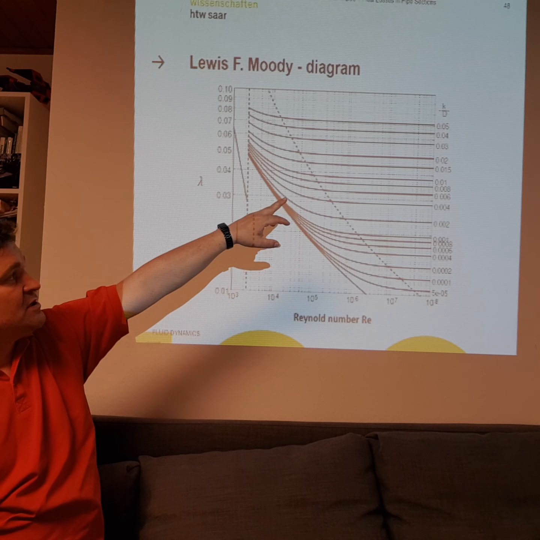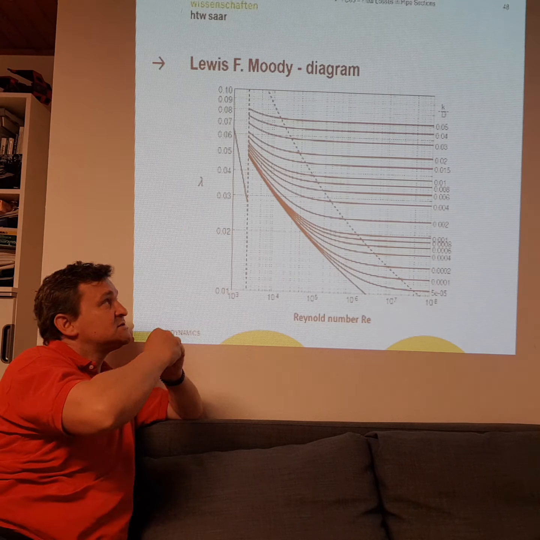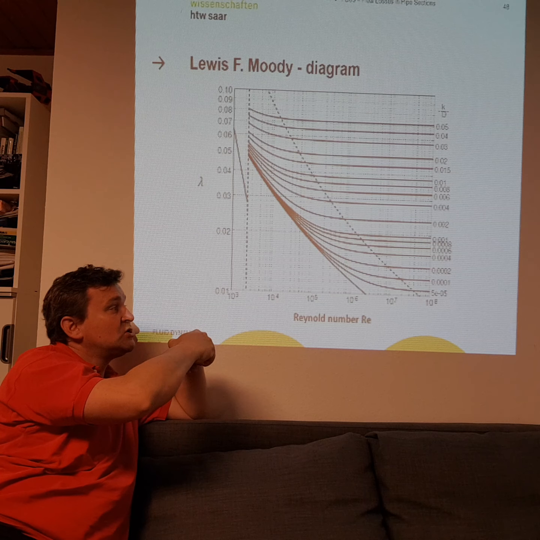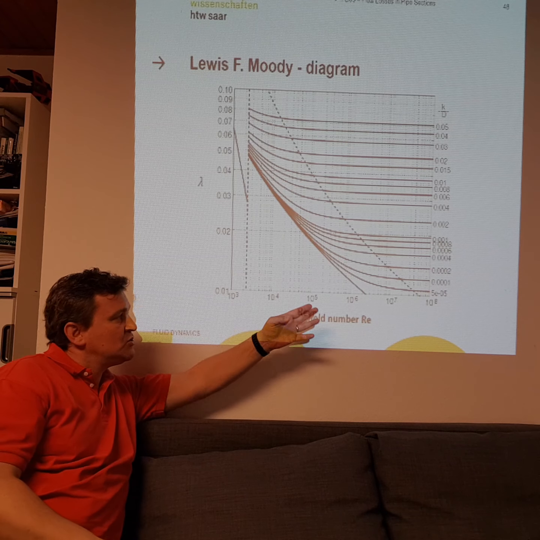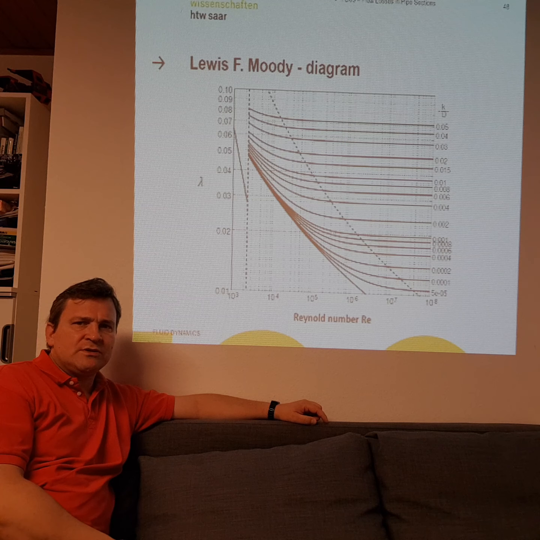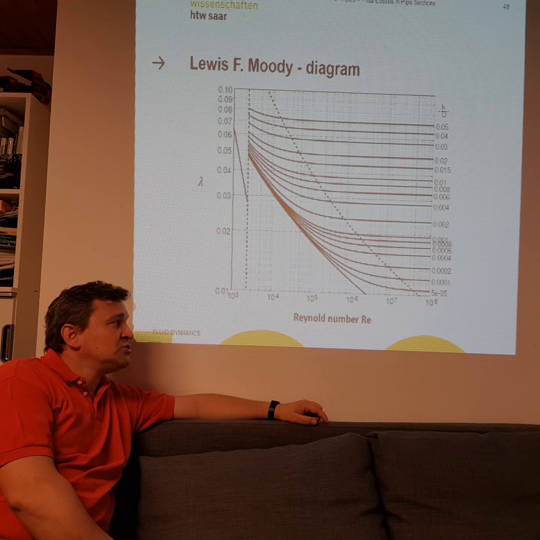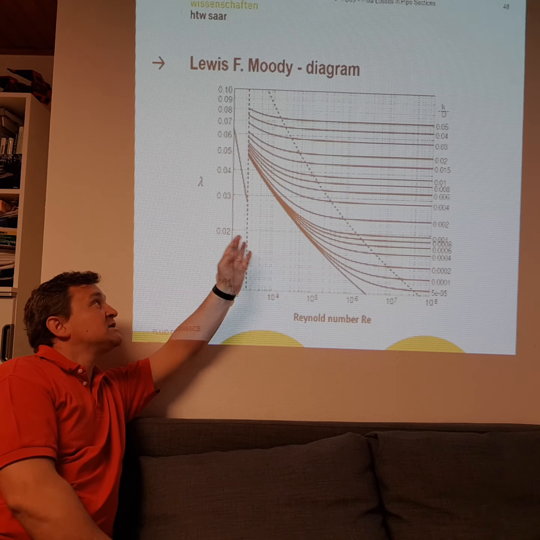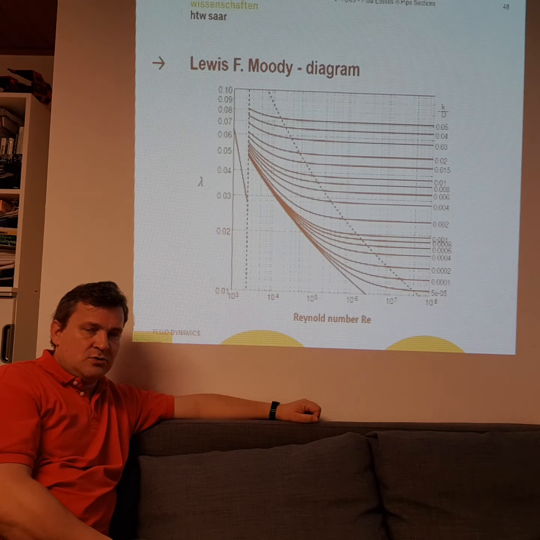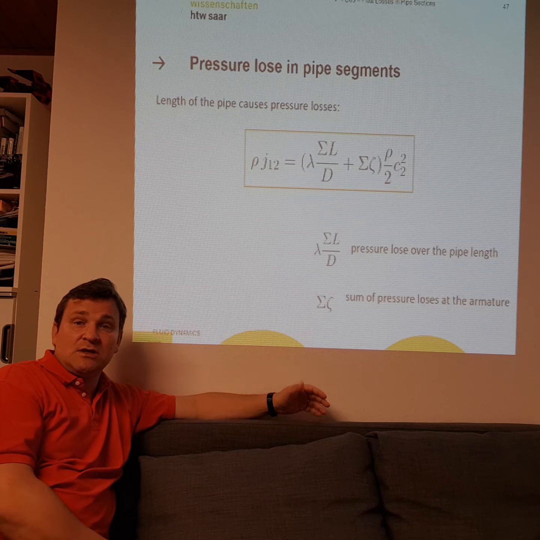And for example, if you have a really small diameter and high roughness, you have really high lambda values, or if you have really high diameters and small roughness, you will get small values. So that's the Moody diagram. And if you want to make your exercise calculation, just go into the Moody diagram, calculate the Reynolds number for your pipe, look at the lambda value, and then go back to this slide, enter your lambda here, and then you can calculate the pressure drop.